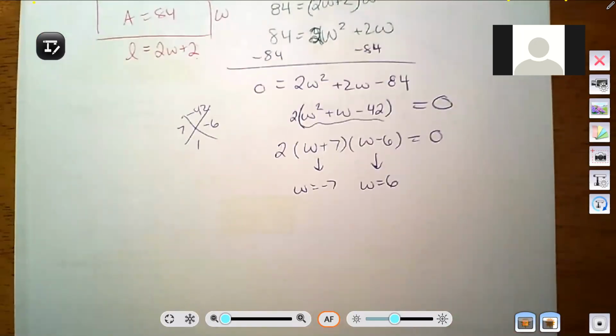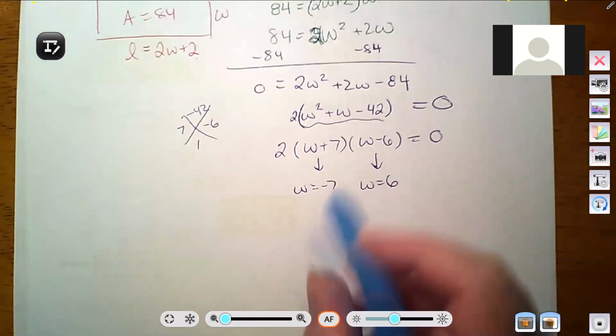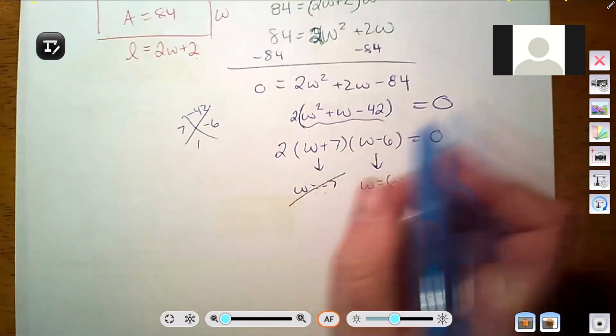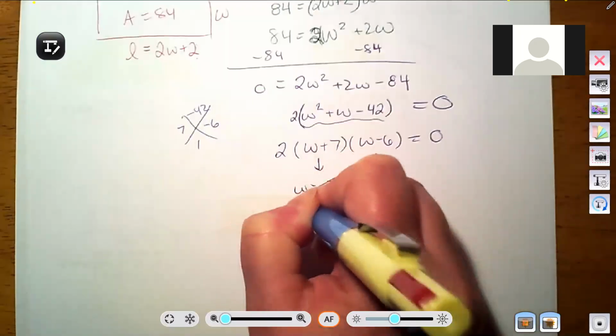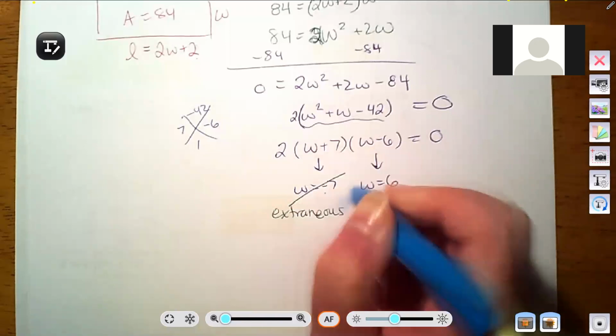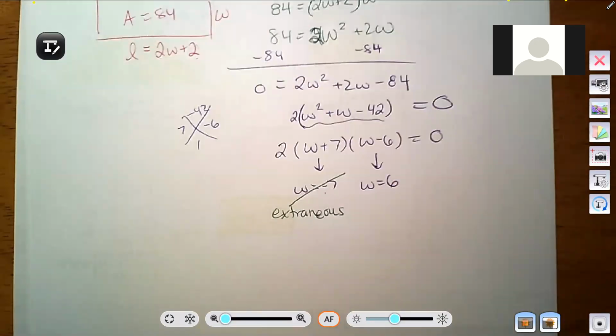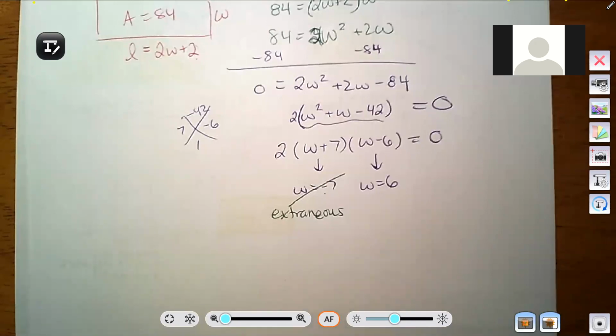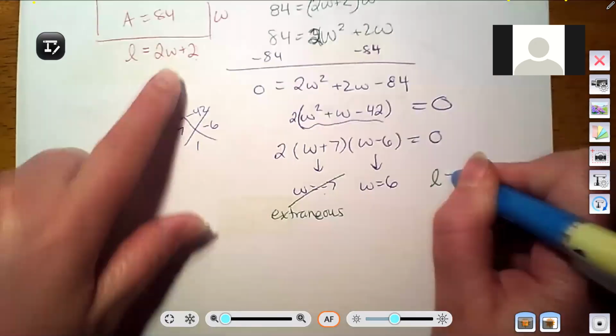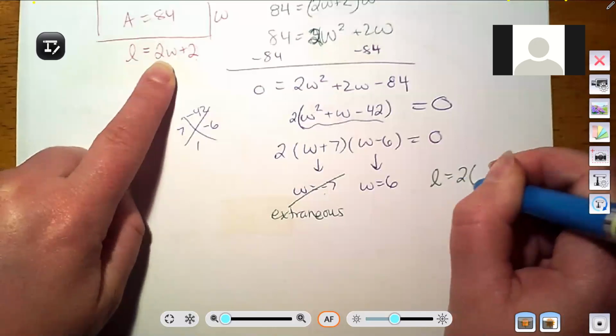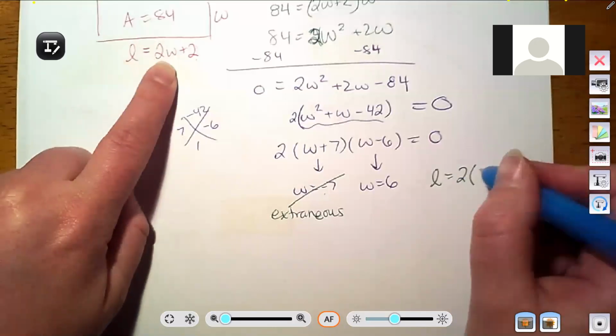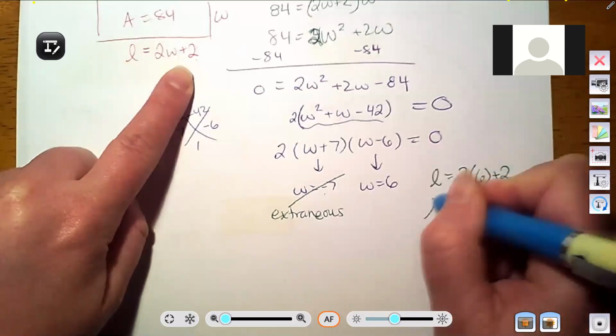Now, you have to keep in mind the context. We're dealing with a rectangle and length. So you cannot have a negative length. So you're going to cross that off because it is extraneous, meaning it's a fake solution because of the context, because of the situation. So we know that the width of this rectangle is 6. To find the length, we just plug in the width into our equation. Length is twice the width plus 2.